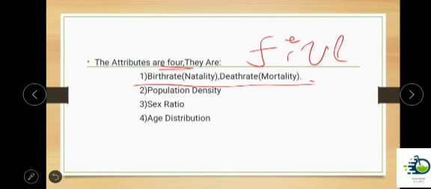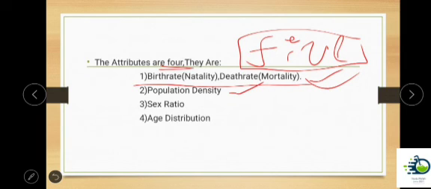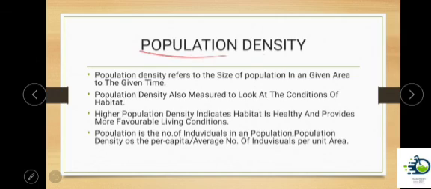Now we have completed natality and mortality. Population density is also covered, but I will not explain it briefly here. Sex ratio and age distribution we need to continue. And now, population density.